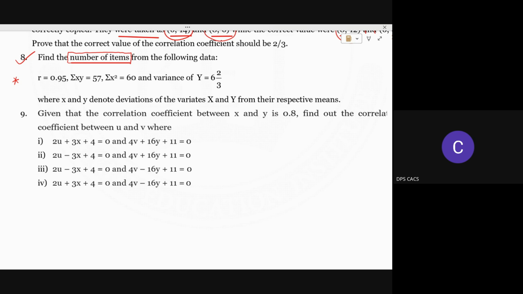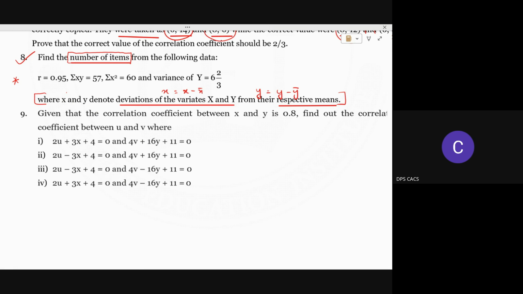But all of you are wrong. Formula 3 will not be applied. Formula 2 will be applied, because of this line. Read the line: where x and y denote deviations of x and y from their respective mean. That means x is x minus x bar and y is y minus y bar. Whenever this condition is given, you need to use formula number 2.